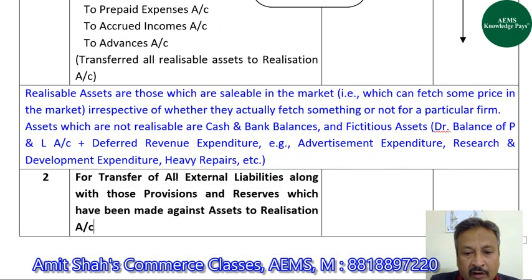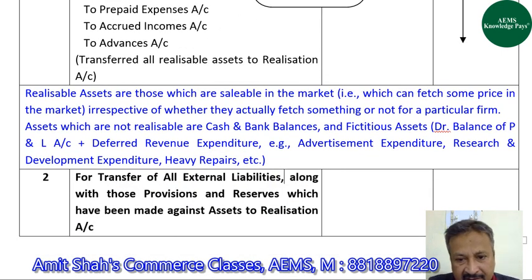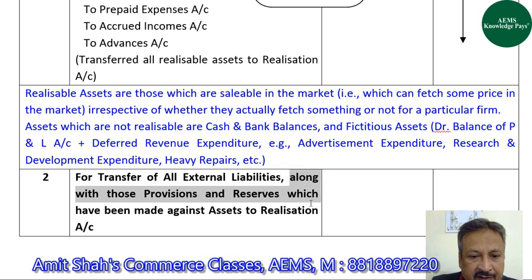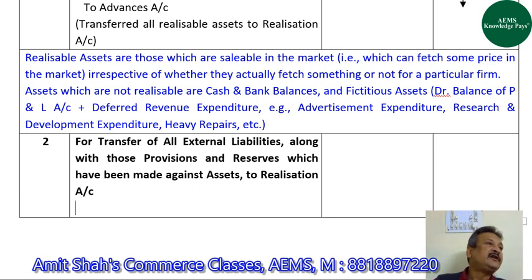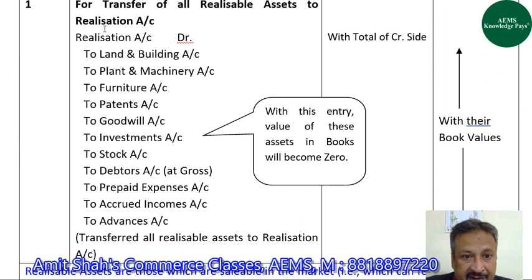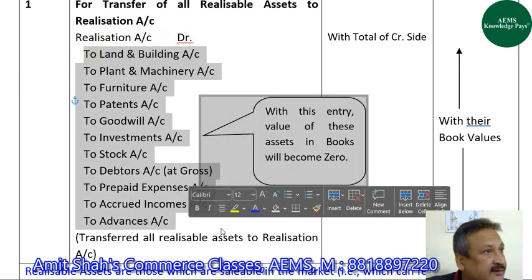So for transfer of all external liabilities along with those provisions and reserves which have been made against assets to realization account, the entry that we pass is we debit all the liabilities. Why? Because they have credit balance, and that is why we debit them. Similarly, provisions and reserves also have credit balance. That is why we also debit them and credit realization account. Am I clear? With the first entry, guys, on the debit side of realization account, we have all these assets.